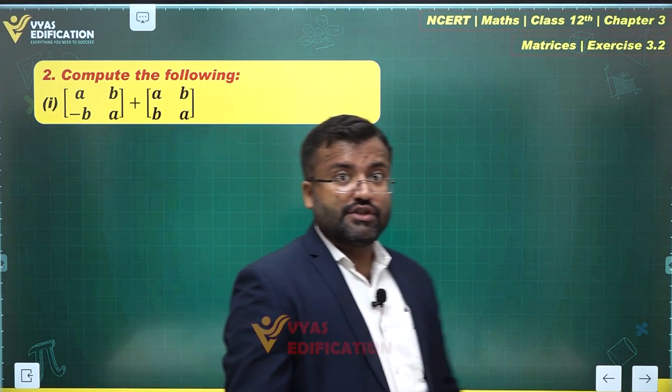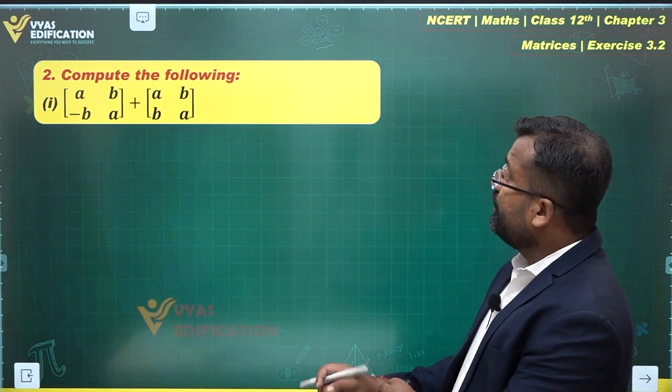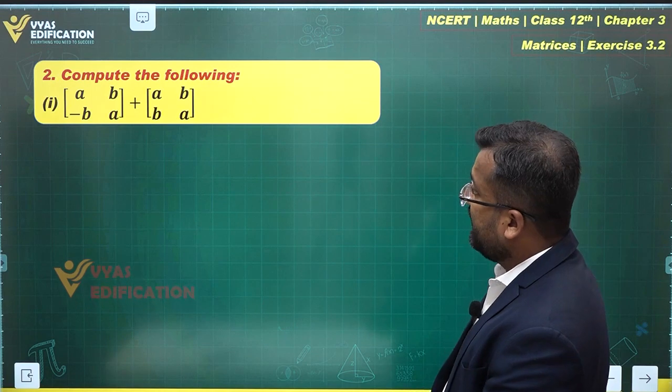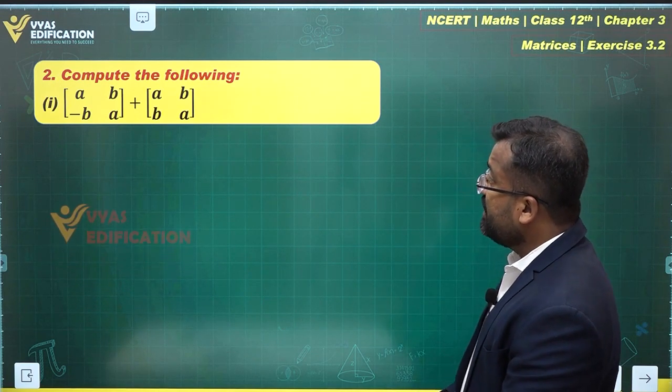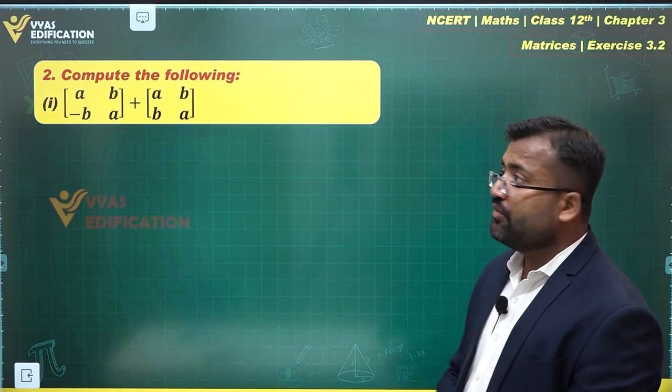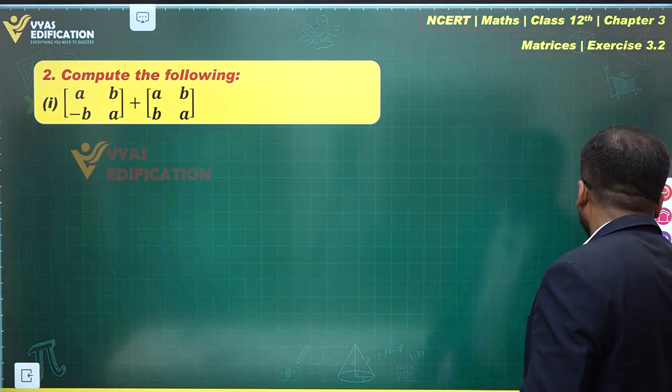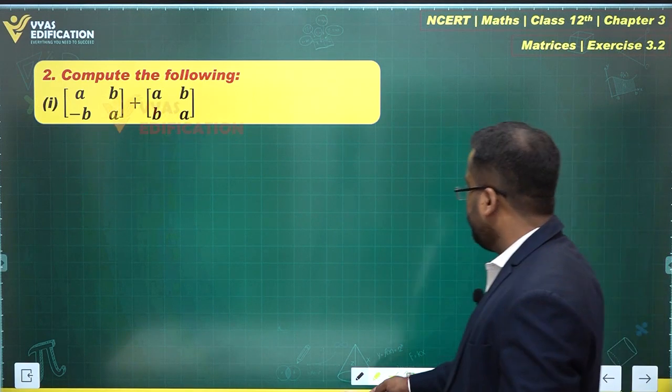Let us take a look at this question. Next. Compute the following: AB minus BA plus AB BA. We are supposed to add these two matrices, and addition of these two matrices is not a difficult thing. It is pretty simple.